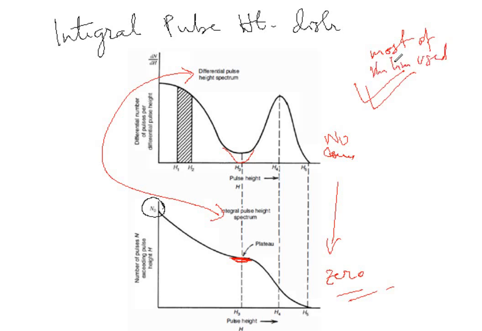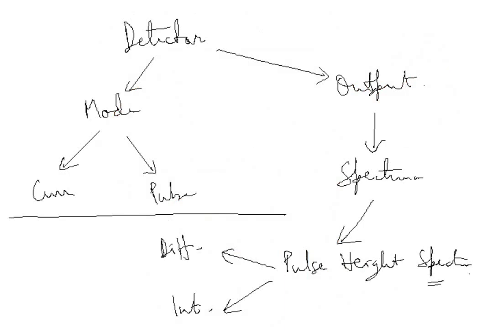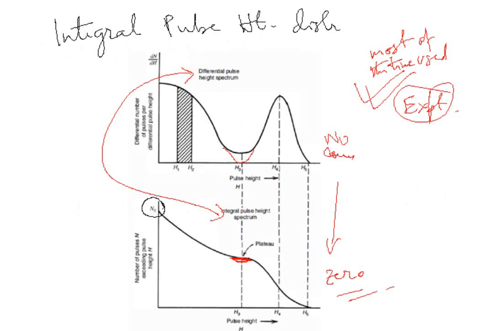And even in your experiments in the lab, we also use this differential spectrum. So we have talked about the output spectrum features: the pulse height spectrum, the differential pulse height spectrum, and the integral pulse height spectrum. Now let me give you some examples of this spectrum experimentally.